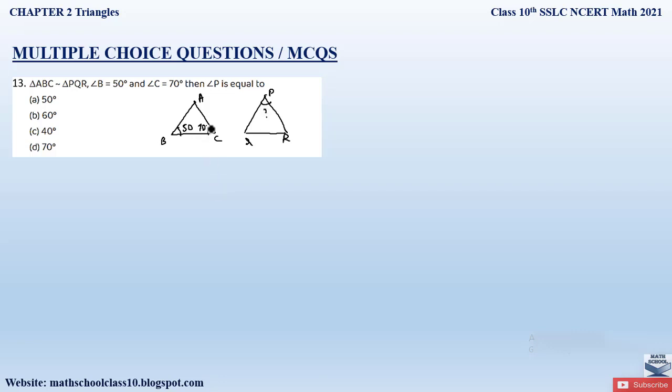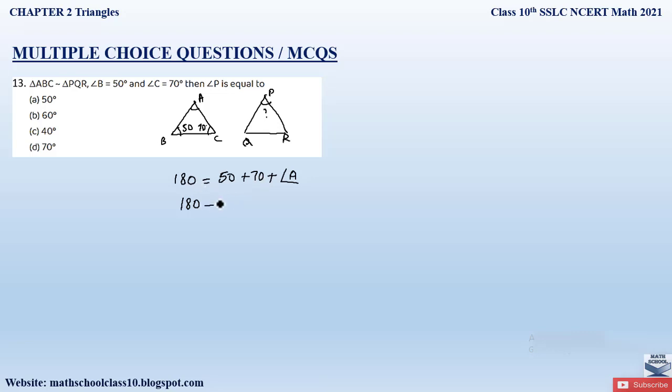So since triangle ABC and triangle PQR are similar, then the corresponding angles will be equal. So if we find out the angle A, then that will be equal to angle P. So in triangle ABC, always the sum of the three angles will be equal to 180. They have given the two angles, that is 50 plus 70, and we have to find out the third angle, that is angle A. So 180, 50 plus 70 is 120.